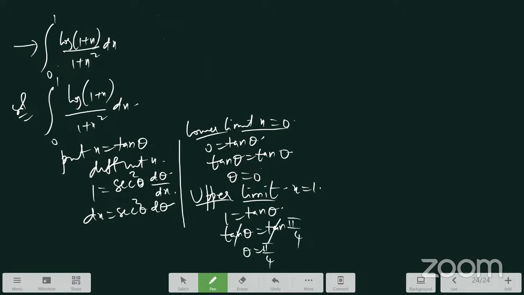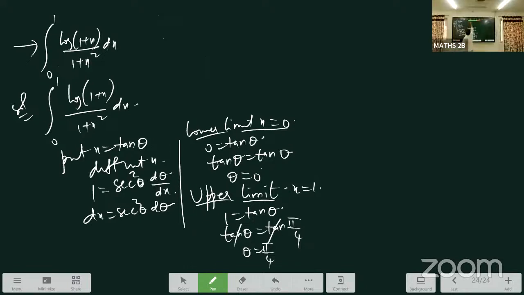Now go back and substitute everything in integration. Is it clear? So what happens? The lower limit is 0 only. Your upper limit is pi by 4.